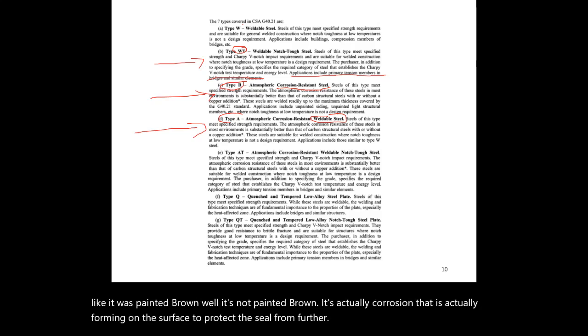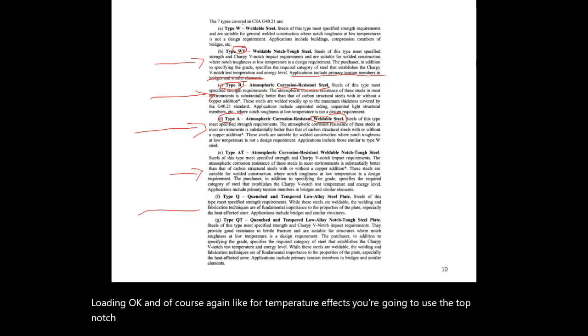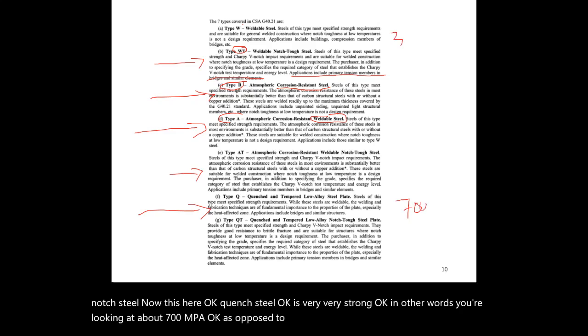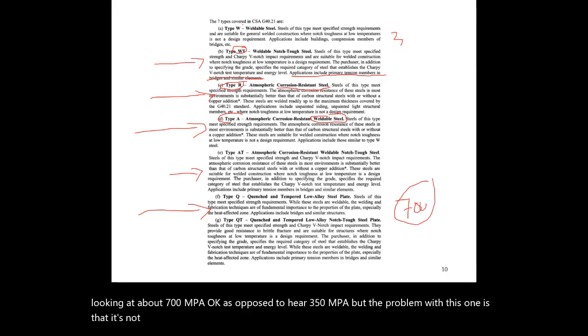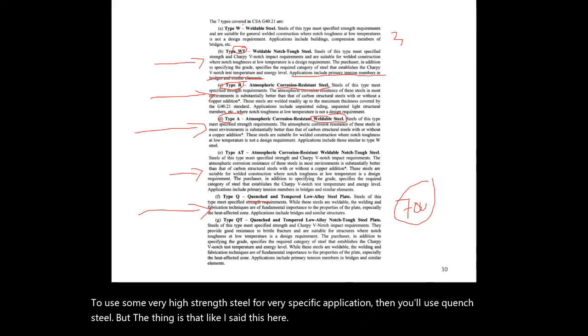And of course, for temperature effects, you're going to use the top-notch steel. Now this here, quench steel, is very, very strong. In other words, you're looking at about 700 MPa, as opposed to 350 MPa here. But the problem with this one is that it's not very ductile. So when ductility is not an issue in your design, in other words, you don't want it to deform, and you need some very high strength steel for a very specific application, then you'll use quench steel.